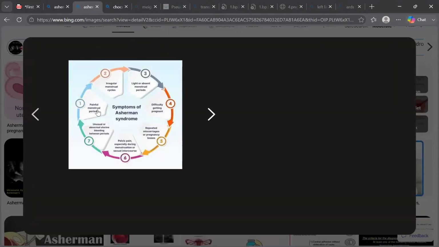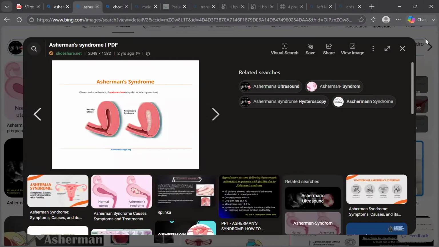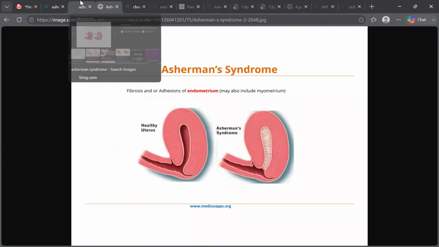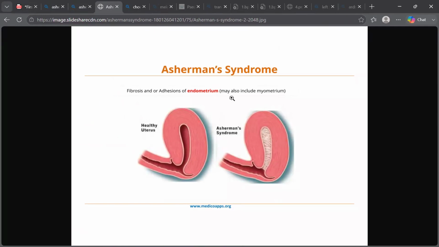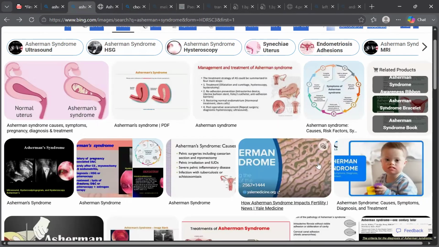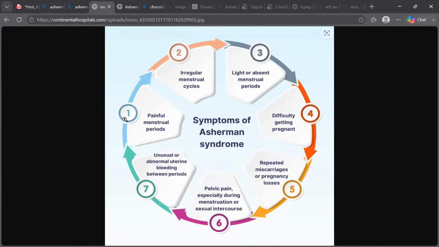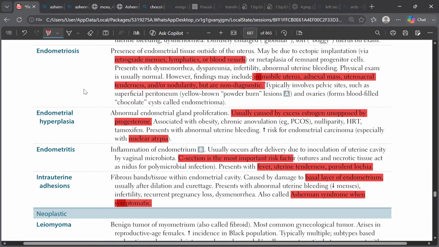The symptoms of Asherman syndrome: firstly, there's fibrosis and adhesions of the endometrium, which may also include the myometrium. Then the symptoms appear as in this diagram. First there's painful menstrual period, then irregular menstrual cycles, and light or absent menstrual periods, then difficulty getting pregnant, repeated miscarriages, pelvic pain, especially during sexual intercourse or menstruation, and unusual or abnormal uterine bleeding between the periods. So it is a very painful condition, Asherman syndrome, because of fibrous bands in the endometrial cavity.